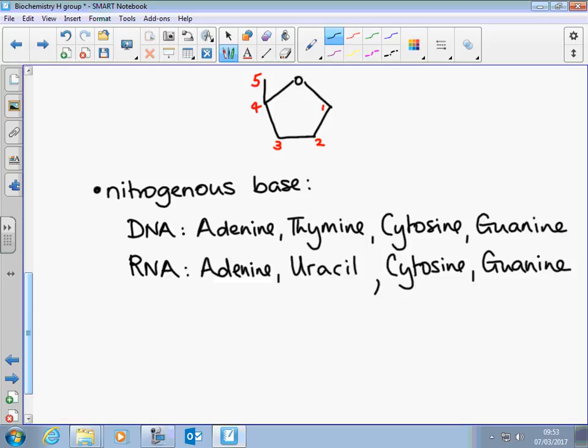We refer to those by their initials, so I've given them capital letters. What I was then going to do is just underline how we would normally refer to them. There are 5 different bases, all right? So 4 in each one, but there are 5 different ones. Thymine and uracil are very, very similar chemically.